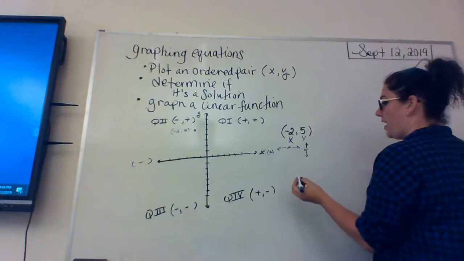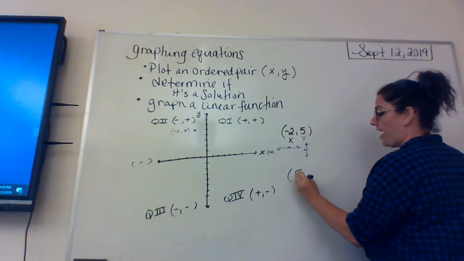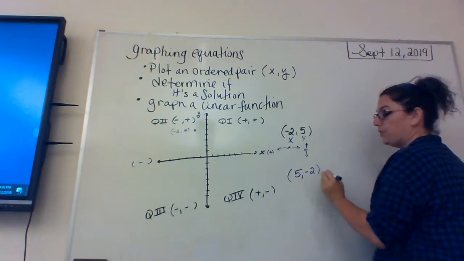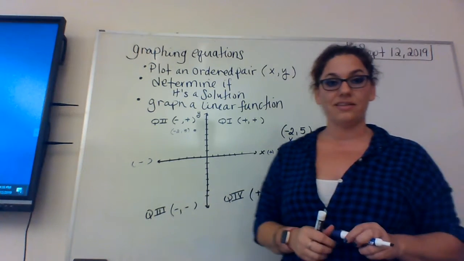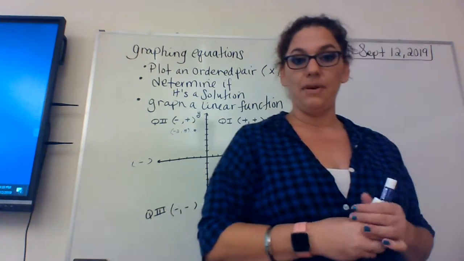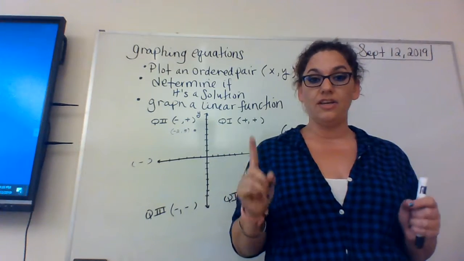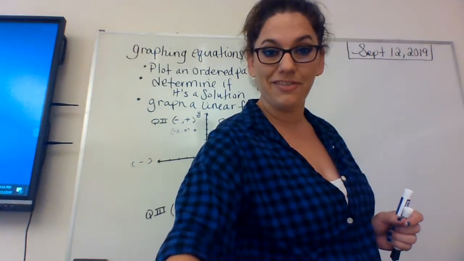Why don't you guys go ahead then and graph the ordered pair 5, -2, and I will check for that in class tomorrow when I see you guys. Next, I'm going to pause this video, start the next one because we're going to go ahead and change topics. So be prepared to watch a second video. Thanks, guys.